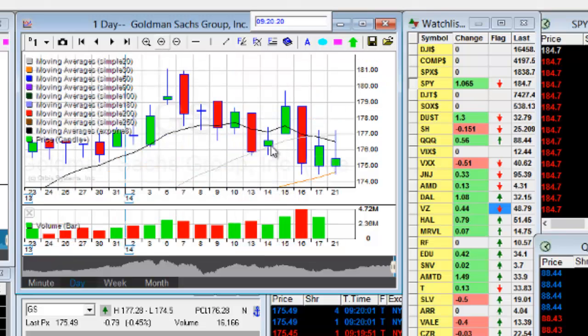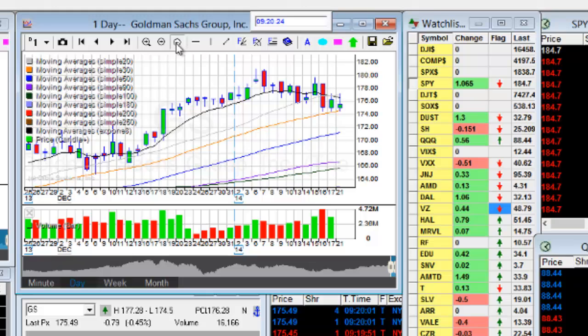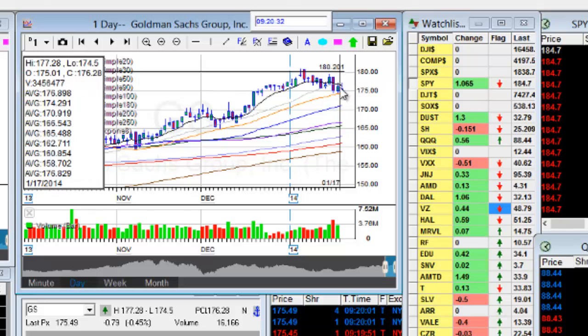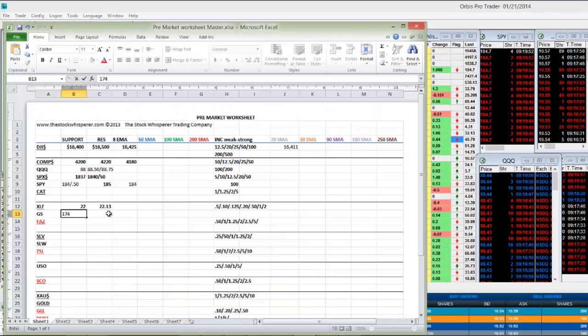And then when I zoom in, now you can see 175. I'm going to zoom out for a second too. These are the strongest increments, the $5, 180, 175. So 175 resistance.